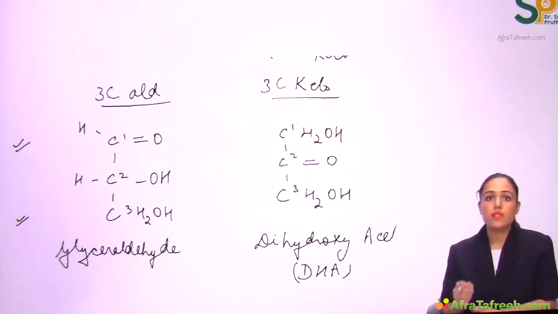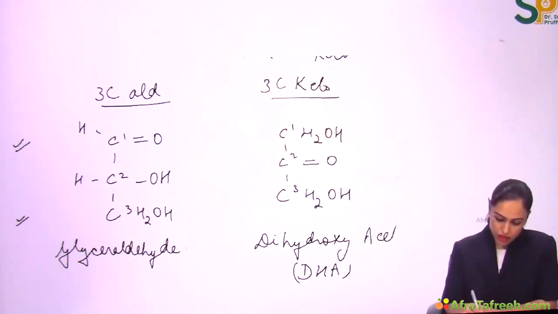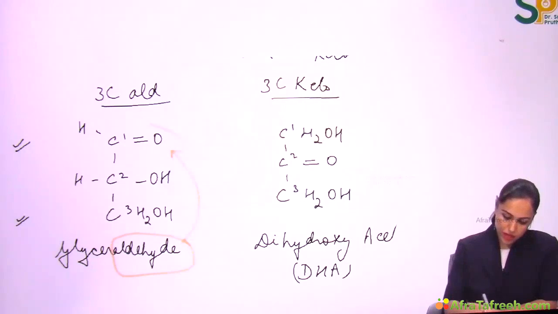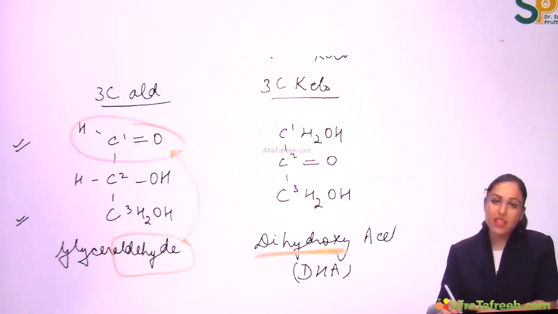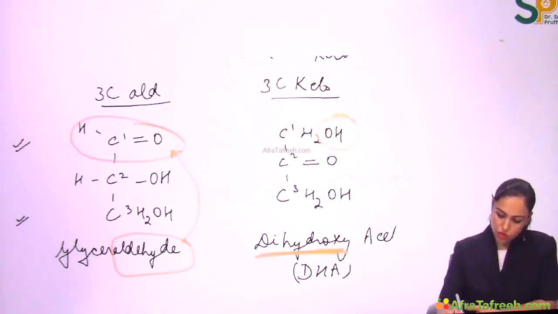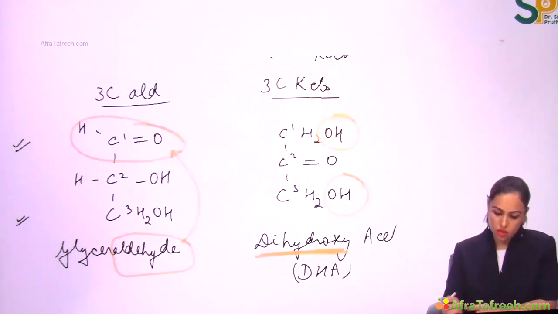Now see the names again, glyceraldehyde and dihydroxyacetone, because names are giving information about the structure. When I say glyceraldehyde, see, it is aldehyde written in the name because it has an aldehyde group. Then the other name, dihydroxyacetone. Why the name dihydroxy? Because it has 2 hydroxy groups at both the terminals. That's why, right? Now let's see the structure of the 6-carbon aldehyde and 6-carbon keto.